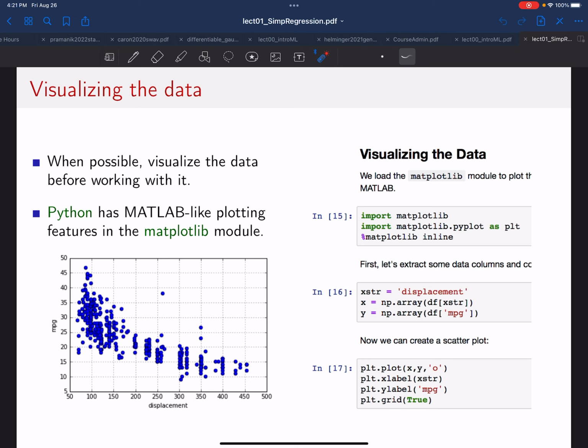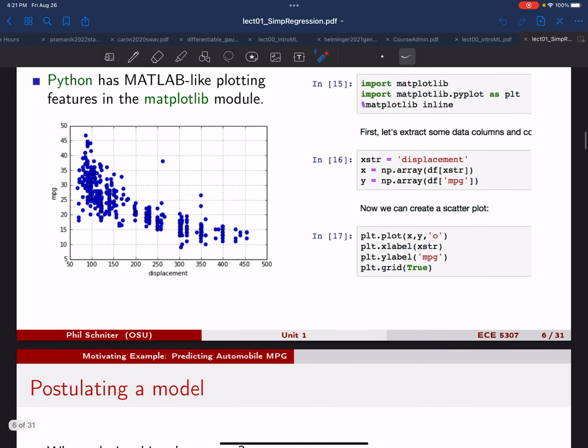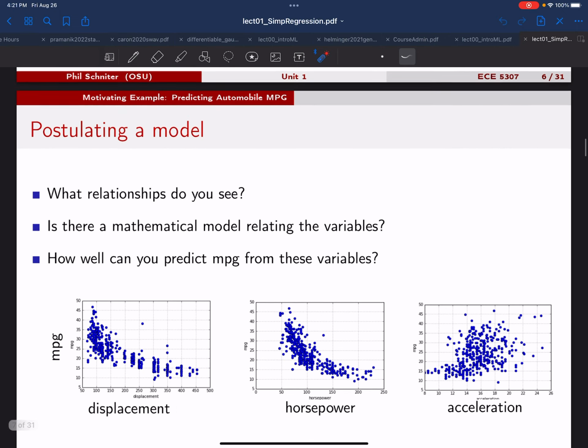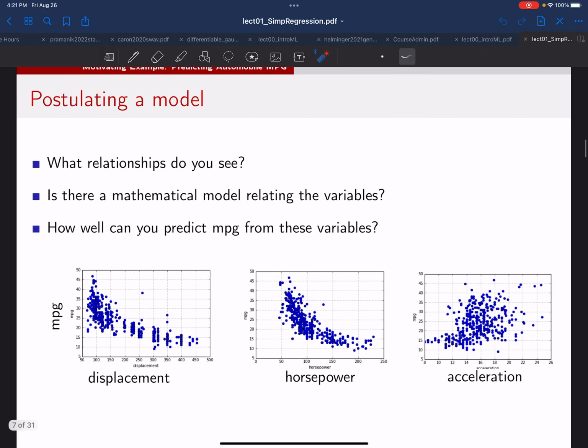And then we can decorate the axes with these labels here. We can do that with xlabel, with ylabel, and we can add these grid lines and so on. That just makes everything a lot more interpretable so we can see exactly what's going on. Okay, so this is what the data looks like. Displacement of the engine, this is in cubic inches, on the horizontal, and then vertical we have the miles per gallon. So the question now is, what relationships do we see?